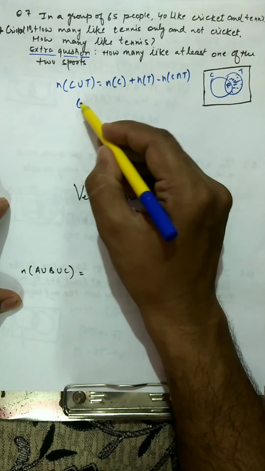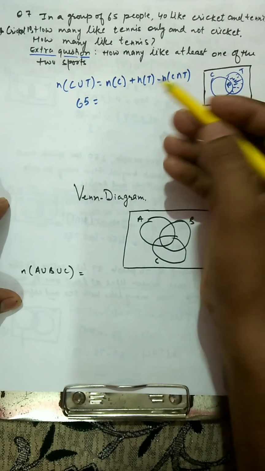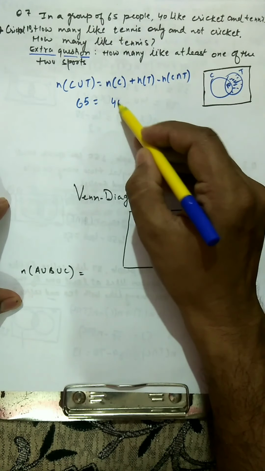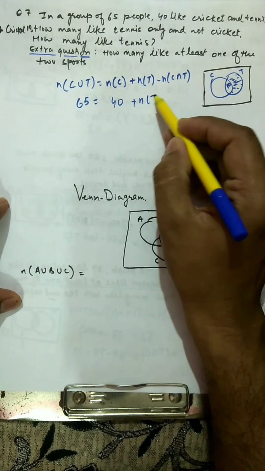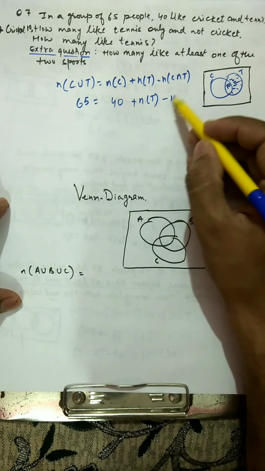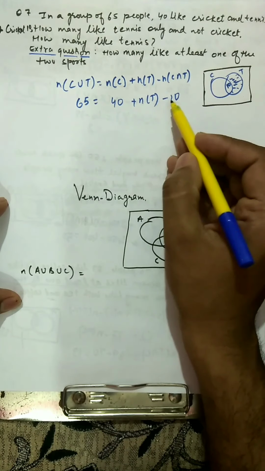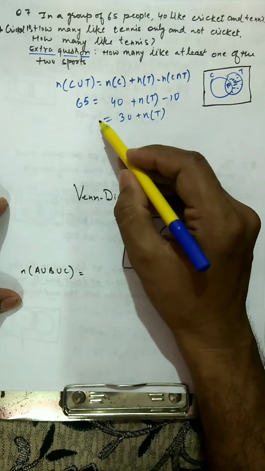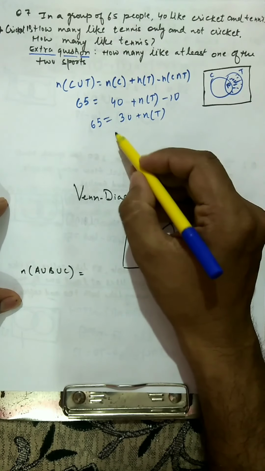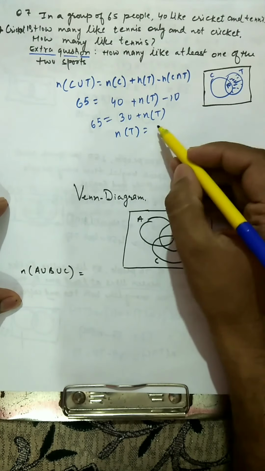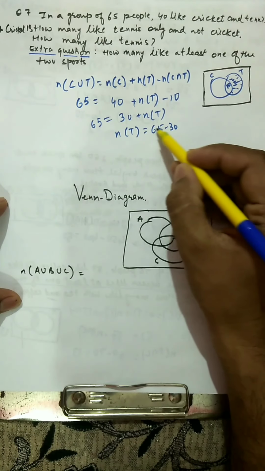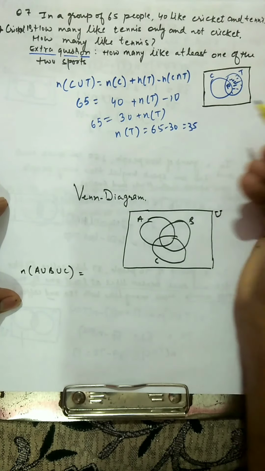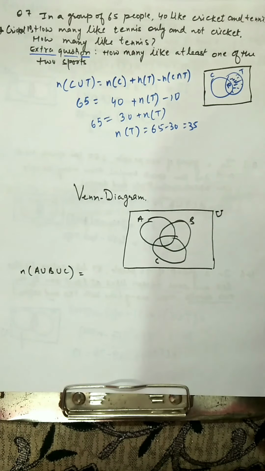So you can see there are 65 people in total. So this is 65. The number of people who like cricket is 40. The number of people who like tennis is not given, but the intersection is given to us, 10. So now we can simplify. This is 30 plus the number of elements in T. So the number of elements in T will be 65 minus 30, which is 35. So part 1 of the question, how many like tennis, is answered. The number of people who like tennis is 35.